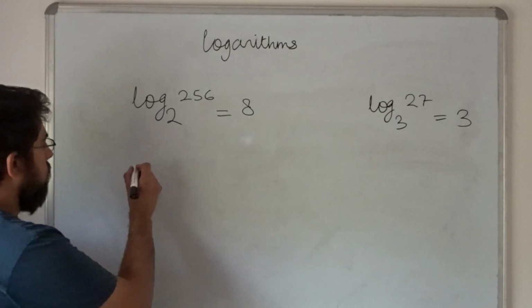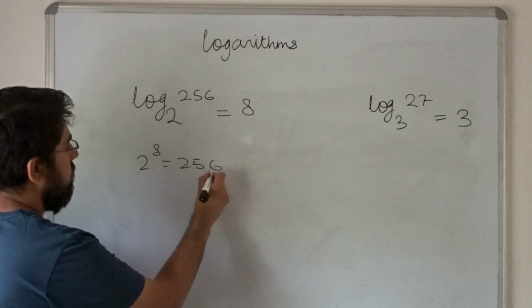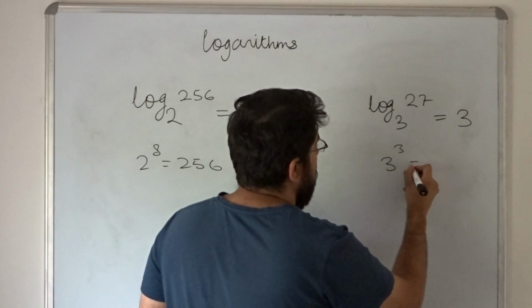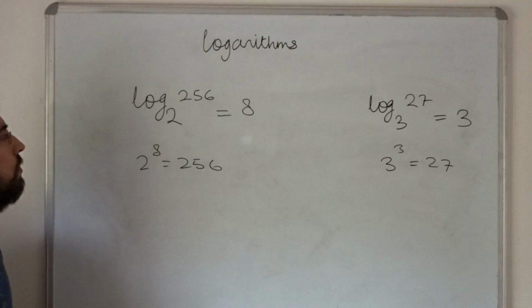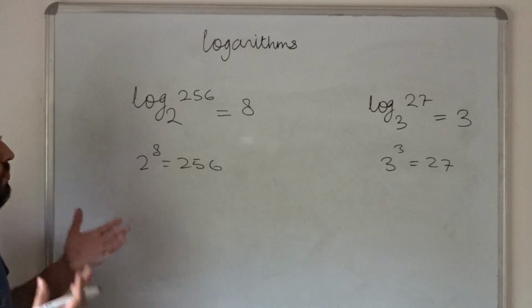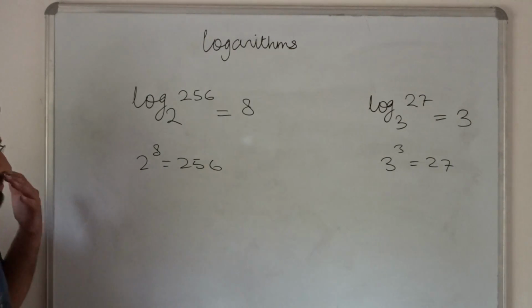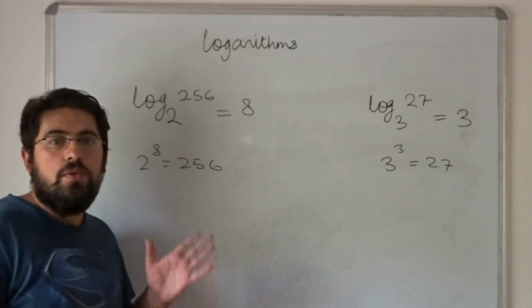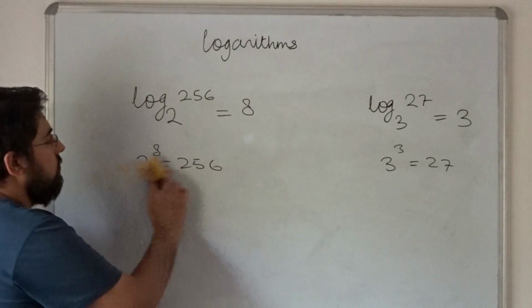Okay, so I'm sure you know this is 2 to the power 8 equals 256. And this is 3 to the power 3 equals 27. Now I know we did this in a previous video, but I just wanted to, you know, sometimes it happens, you've studied this before, but it just went out of your memory. So I thought, why doesn't this come back in your memory? So this is just a piece of cake.